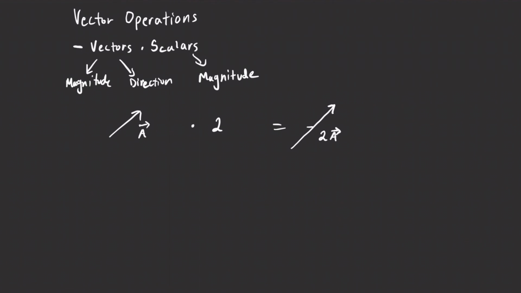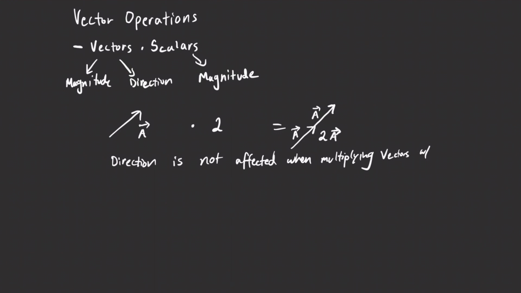So you can kind of imagine it as 2 A vectors stacked on top of each other, both pointing in the same direction, because the direction is not affected. So direction is not affected when multiplying vectors with scalars.